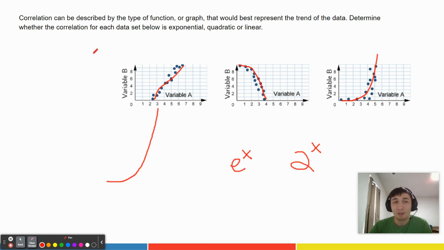But that's how you know what the correlation for the data set could be modeled by. You're just looking at, okay, what does the data look like? It looks kind of like a line. Looks kind of like it'd be a quadratic or a parabola. Looks kind of like the exponential function.